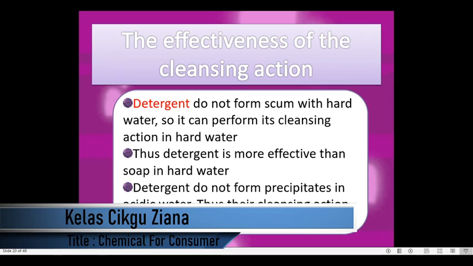But detergent does not form scum with the hard water. So it can perform its cleansing action in a hard water.